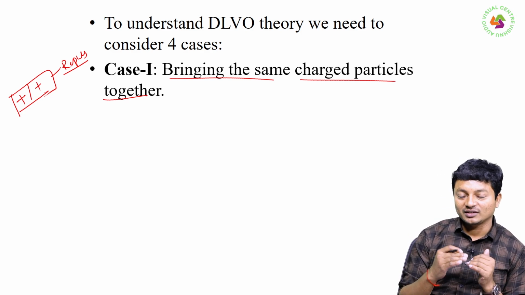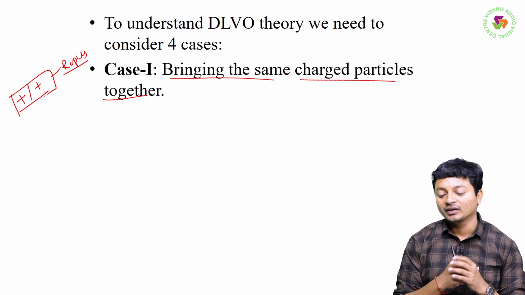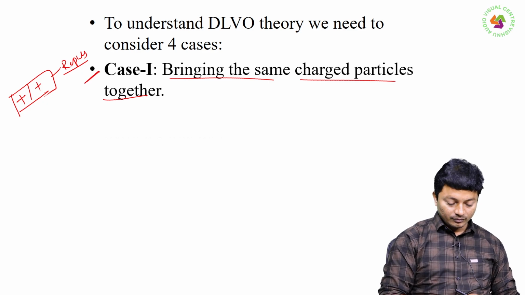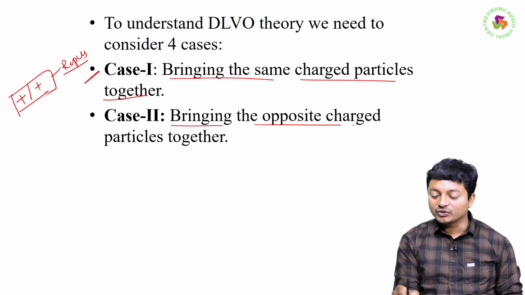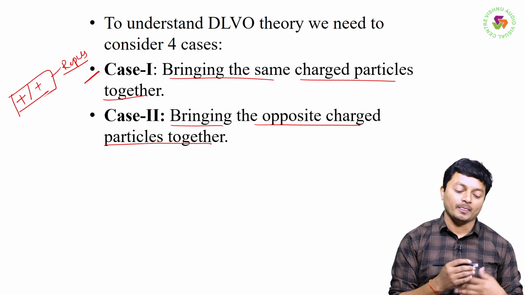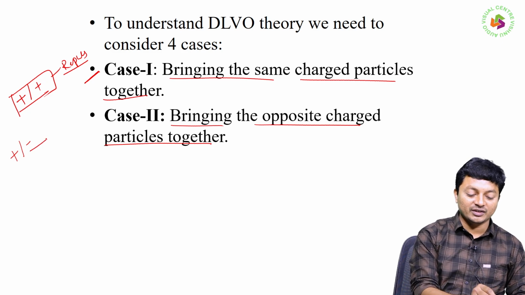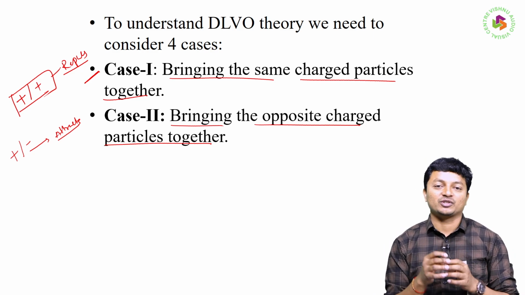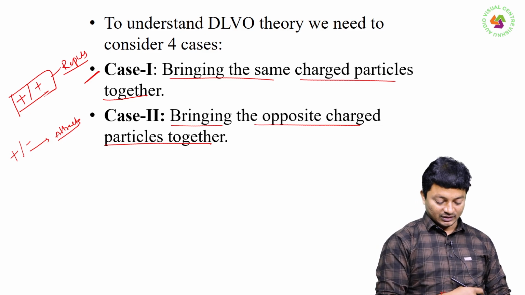So let us discuss what happens, according to this DLVO theory, when we are trying to bring the same charged particles together. That is case 1. In case 2, we are bringing opposite charged particles together. When we have a positively charged and a negatively charged particle, what happens? They will attract each other, and they can form a coagulation or precipitation.